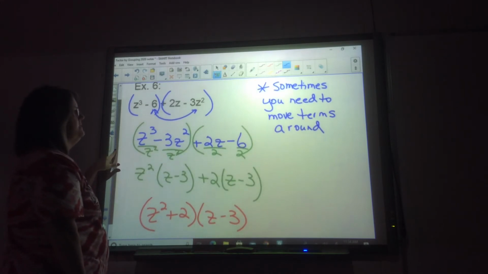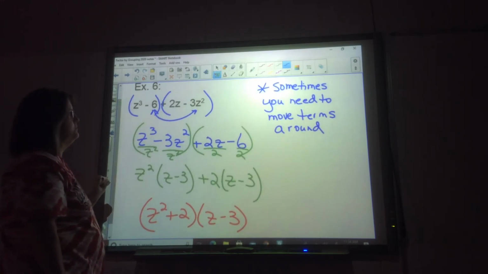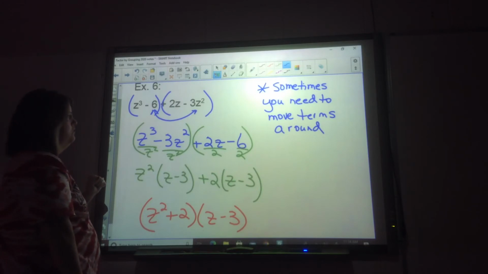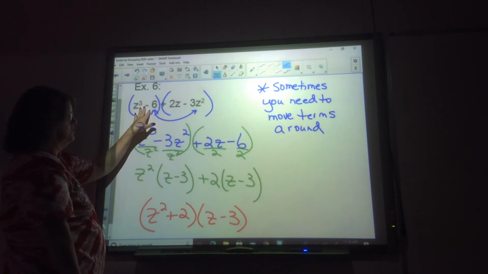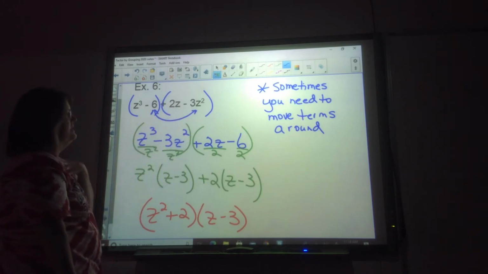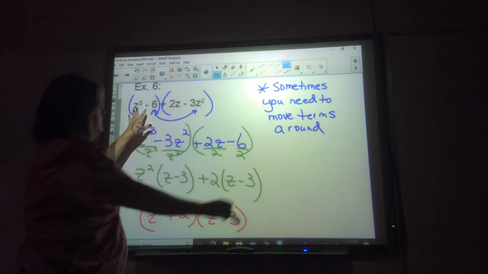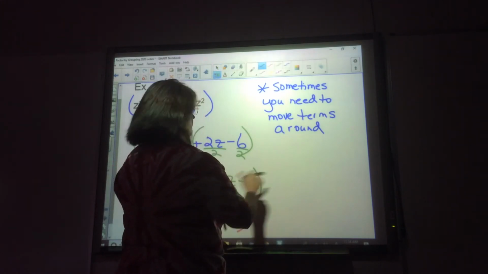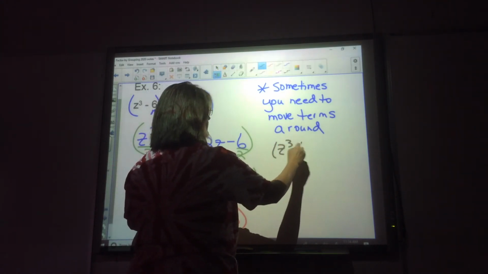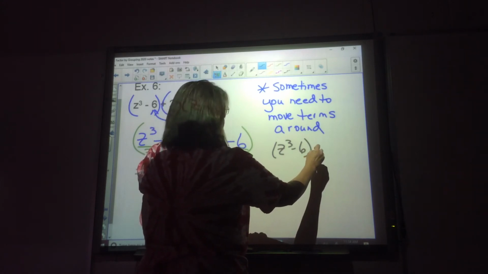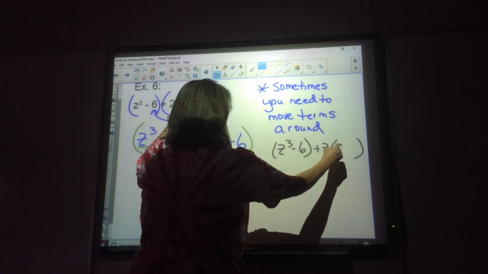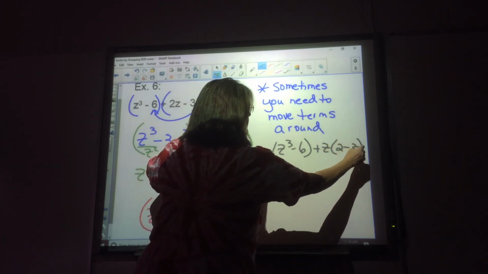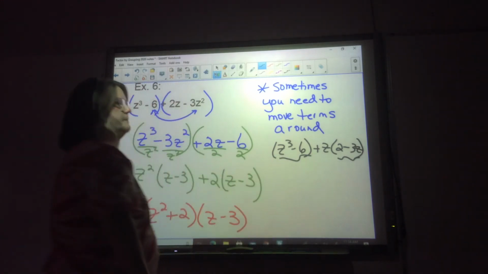All right, this one is a bit different because sometimes when you put parentheses around the two terms, it doesn't work. So if I put parentheses here and here, there is no GCF in the first term. There is in the second term, but it doesn't help me to pull it out. So if I have z cubed minus 6, and I pull out the z in the second set, and I divide this by z, I get 2 minus 3z. This and this are not the same, it doesn't work.